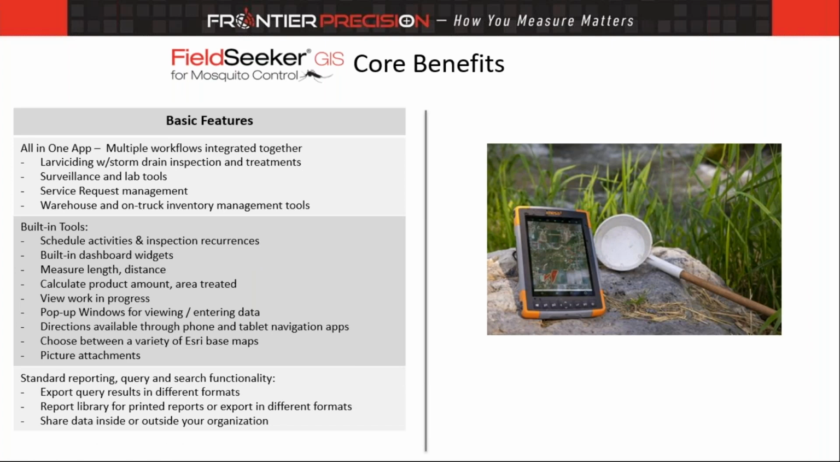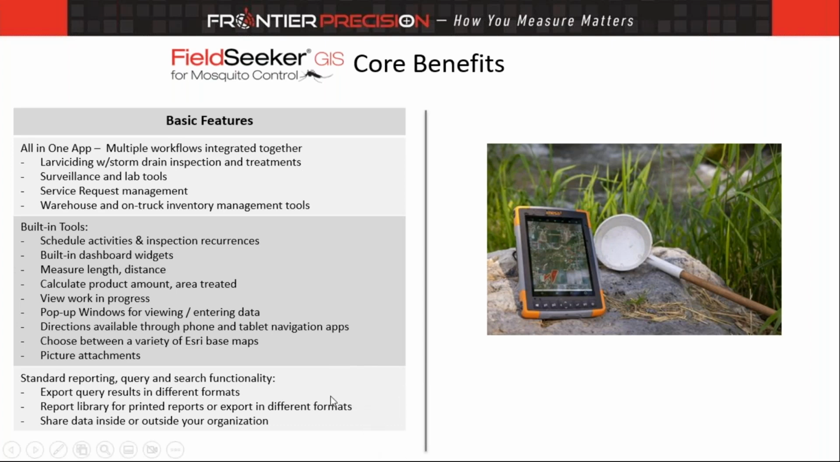Built-in dashboard widgets. We have measure tools. There's a built-in chemical calculator on the mobile device to help the field crew feel confident that they're treating with the correct amount of product. You can view work in progress. There's pop-up windows for viewing and entering data. We can get directions that are available through the phone or tablet navigation apps. You can choose between a variety of Esri base maps, and we do support picture attachments.